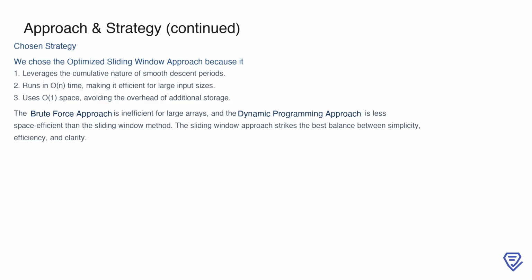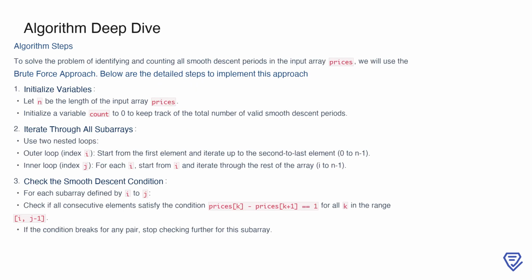To solve the problem of identifying and counting all smooth descent periods in the input array, we begin with a brute force approach. First, we initialize two key variables, n, which represents the length of the input array prices, and count, which is initially set to 0 to track the total number of valid smooth descent periods.